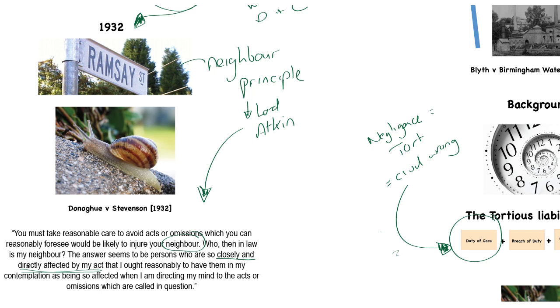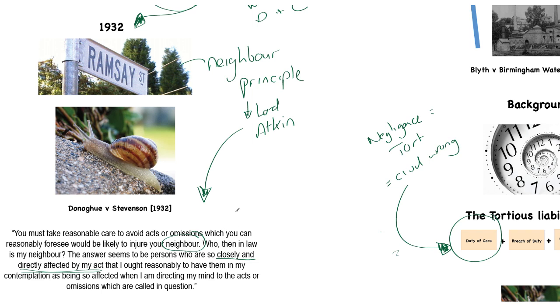If you think about Donaghy versus Stevenson, a manufacturer of a ginger beer bottle who then ships their bottles all over the United Kingdom for consumption, it's fair to say that anybody that drinks that ginger beer would be closely and directly affected by my act. So the Neighbour Principle doesn't necessarily mean that you've got to be close to you. It's a much larger concept, and it's about whether or not they are closely and directly affected by my act. Now, this is based on the biblical command about loving my neighbour.